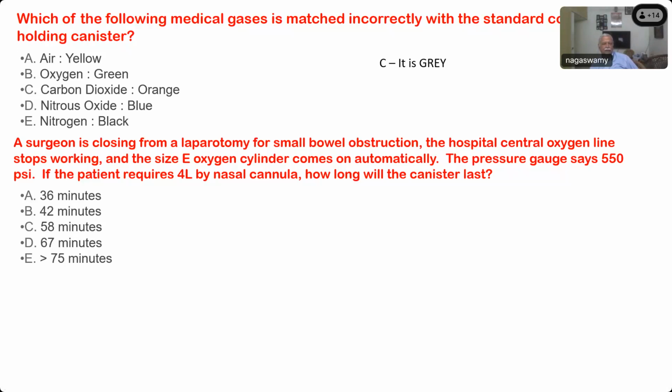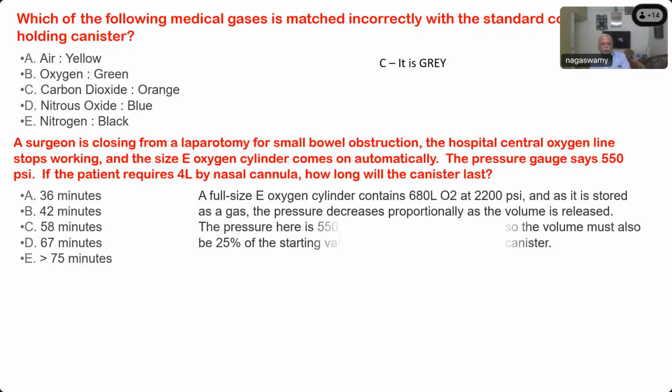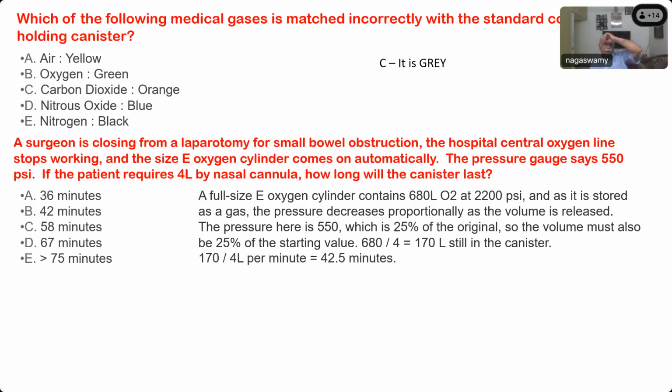At least make a guess. 42 minutes. Excellent. Your guess is right. A full-size E oxygen cylinder contains 680 liters of oxygen at 2200 psi. As it is stored as a gas, the pressure decreases proportionately as the volume is released. So the pressure here is 550, which is 25% of the original. So the volume must also be 25% of the starting value. So you divide 680 by 4, which is roughly 170 liters in the canister. If you use 4 liters per minute, it will last only 42.5 minutes. So 42 is the correct answer.